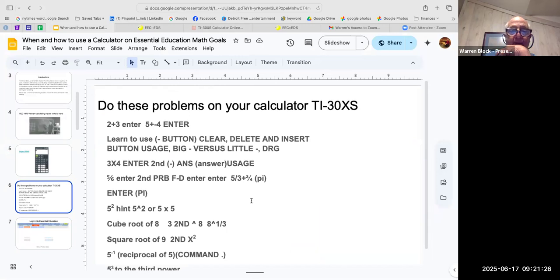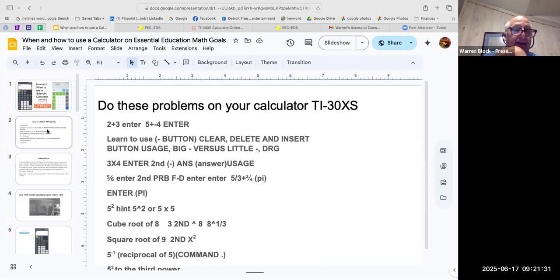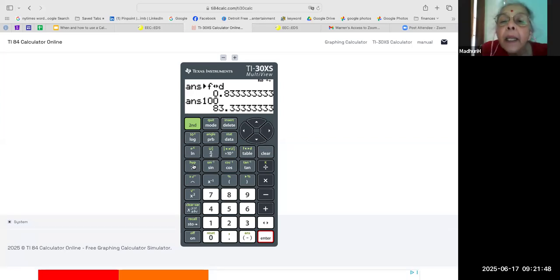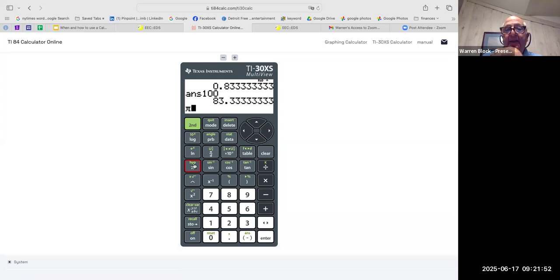So enter the pi key. Okay. So pi is over in the first column, fourth button down from the green second button. Are we all using the same calculator? Yes, I have the same. Okay. Press pi. Now, I just was curious, will the calculator convert pi to a decimal?